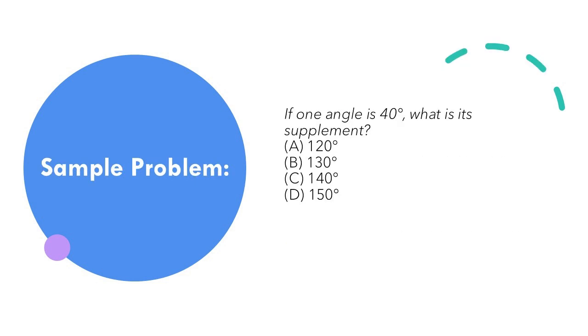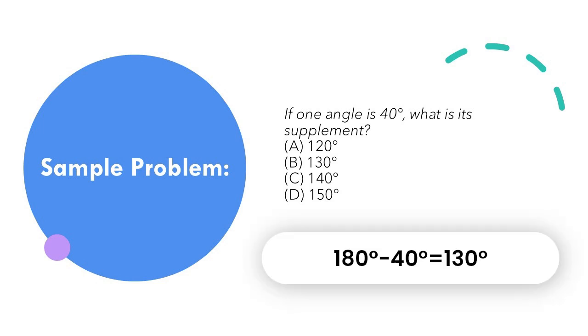Example problem. If one angle is 40 degrees, what does it supplement? A. 120 degrees. B. 130 degrees. C. 140 degrees. D. 150 degrees. Since supplementary angles add up to 180 degrees, we subtract.